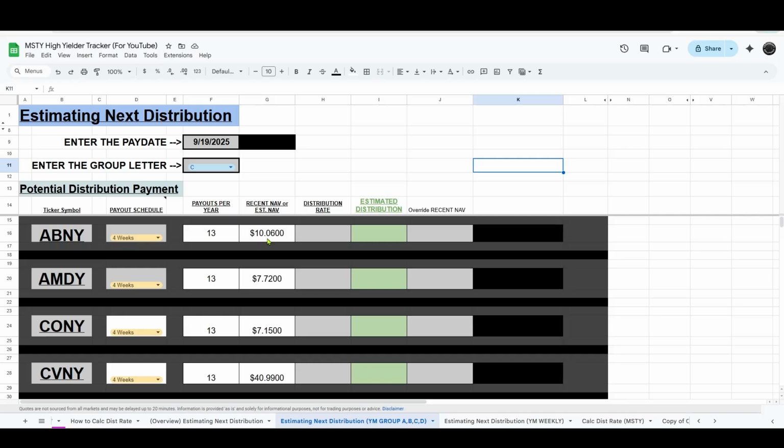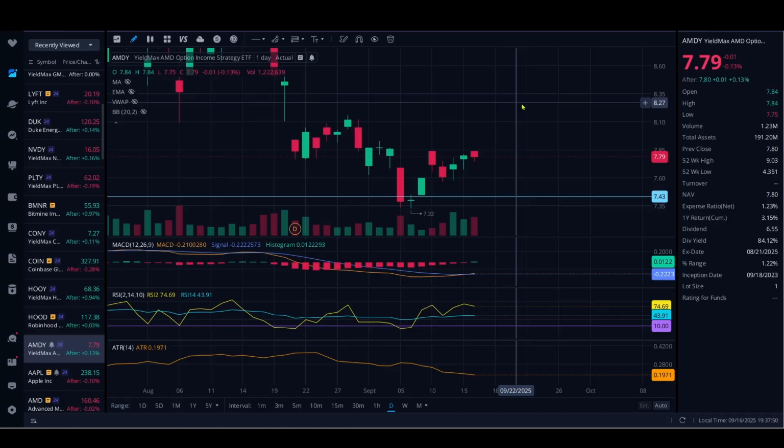And just to show you what I mean, we'll take a look here at AMDY on the chart, just to show you that it is the 772 is that Friday price. All right, so here we are on AMDY, and I'm looking for that Friday price. Well, today is the 16th, and that's Tuesday. So there's the 15th and then the 12th. So 9/12 is indeed this past Friday.